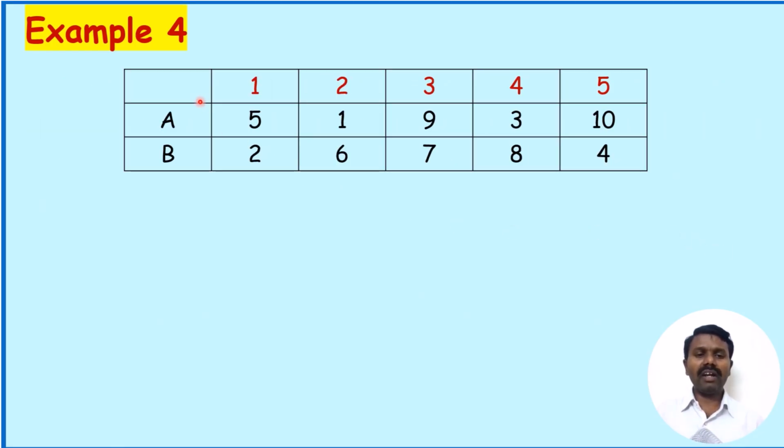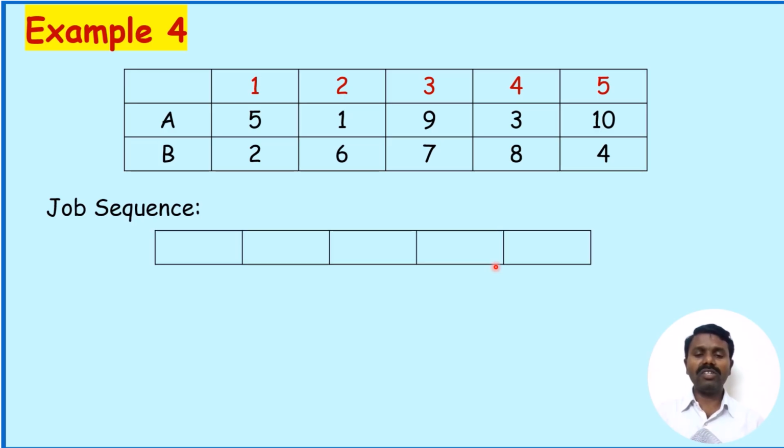Now these red color numbers are the orders, A is the machine A and B is the machine B, and these are the processing times. Out of all these processing times, identify the smallest number. The smallest number is 1. Then you make the job sequence. There are 5 jobs you need to make in sequence, so make 5 blocks.